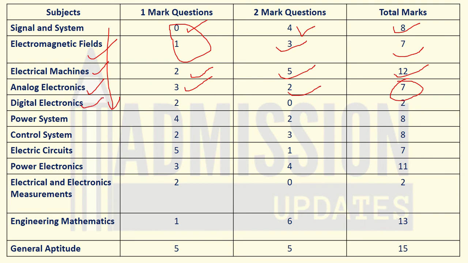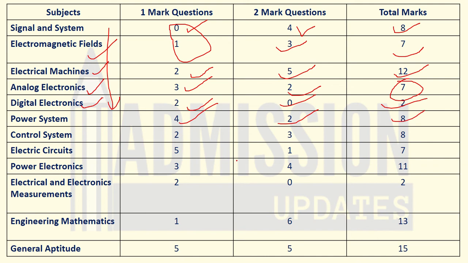Next is digital electronics. 2 questions of 1 mark were asked, then no questions of 2 marks were asked, so total weightage of this chapter was 2 marks. Next is power system. 4 questions of 1 mark were asked, then 2 questions of 2 marks, and the total weightage of the chapter was 8 marks.